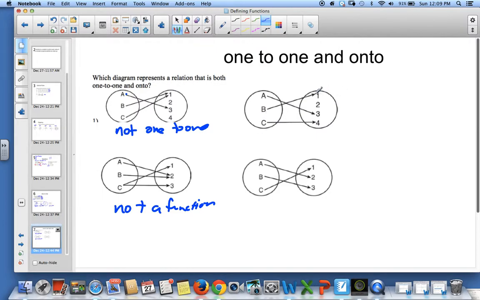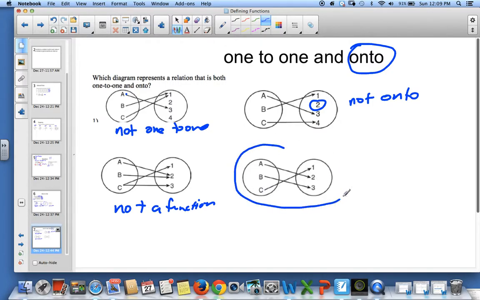And it's also one-to-one because each y value goes to only one x value, but onto means there's nothing left over. Because of this 2, it's not onto. So the last one is the answer that we're looking for. It's one-to-one and onto. Each x value goes to one y value, each y value goes to one x value, and there's nothing left over. Okay, hopefully that helps a little.